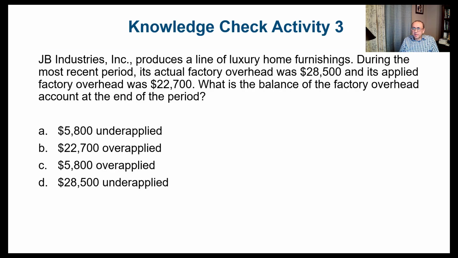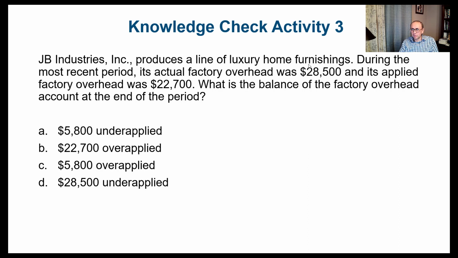Now let's do a quick knowledge check. GB Industries Incorporated produces a line of luxury home furnishing. During the most recent period, its actual factory overhead was 28,500, and its applied factory overhead was 22,700. What is the balance of the factory overhead account at the end of the period?